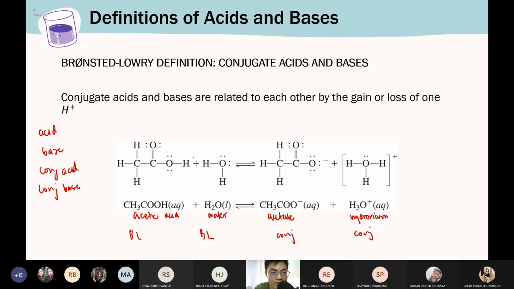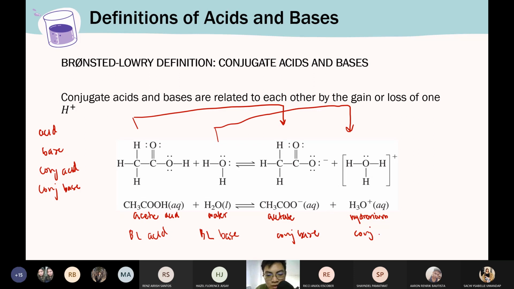Conj yung aking abbreviation, ha? Ginaganon ko na lang. Nakakatamad eh. CONJ. So, this is your acid. Okay? So, meaning yung kapartner niya na si acetate, siya yung conjugate base. And yung water, since yung acetic acid ay acid, yung water ay magiging Bronsted-Lowry base. And yung kapartner niya on the other side, yung hydronium, siya yung conjugate acid. Okay? Ang ganun lang. So, you can simply tell kung sino yung conjugate acid, conjugate base na.